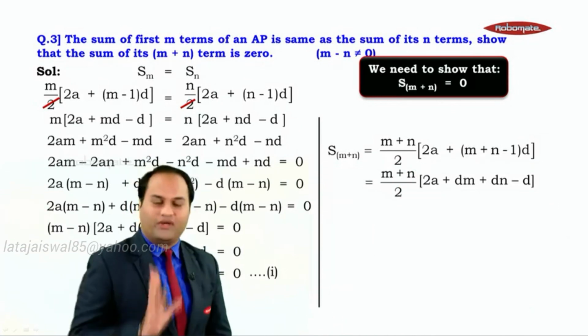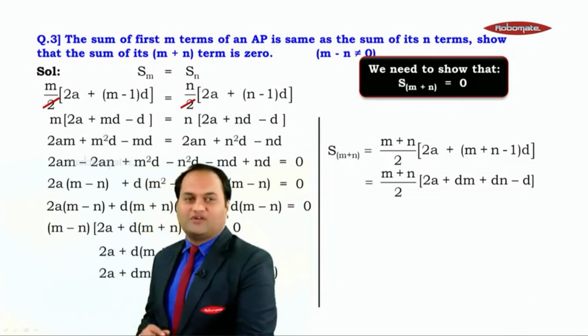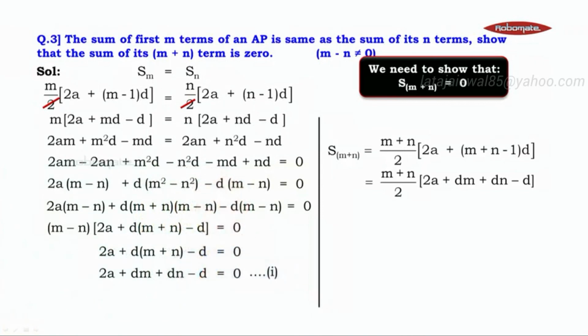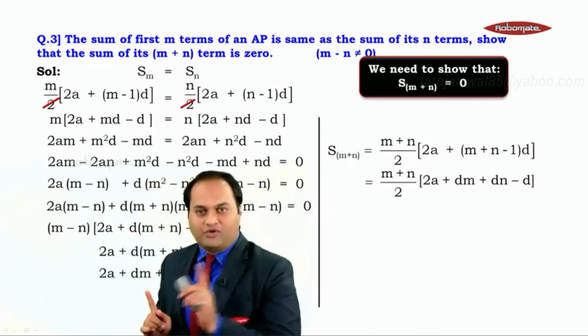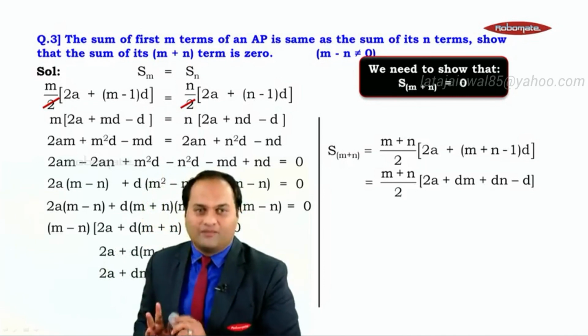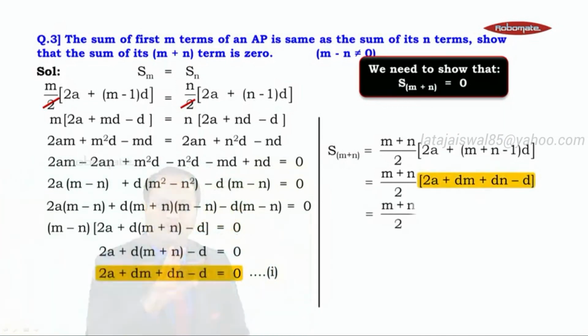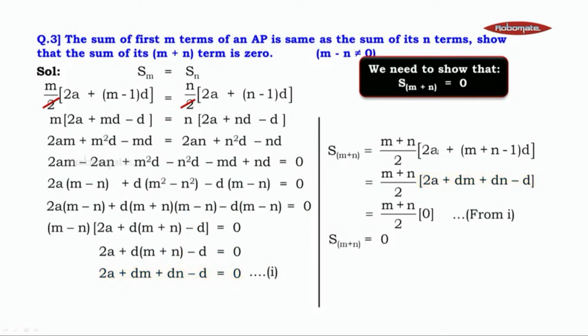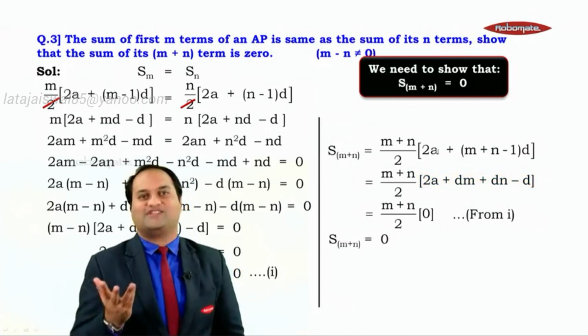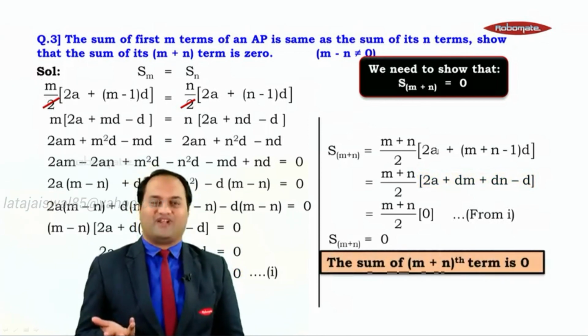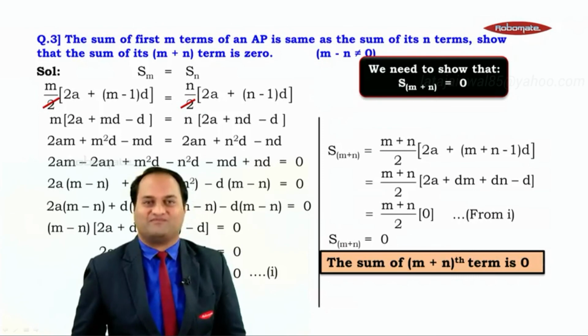Right? Opening the brackets. Now if you actually see, the first equation is 2a plus dm plus dn minus d is equal to 0. Now look at this, first equation and the bracket. Same, 2a plus dm plus dn minus d. So you can substitute this as 0 and write the reason from 1. So this is equal to 0. So S(m+n) is also equal to 0. Hence proved. Right? The sum of m plus n terms is 0. Simple.